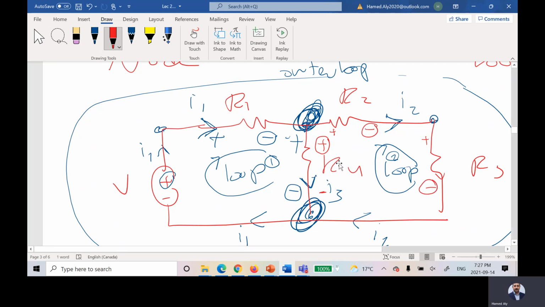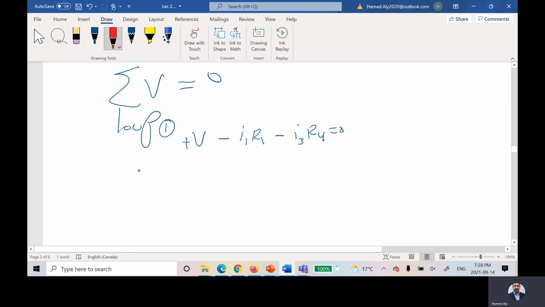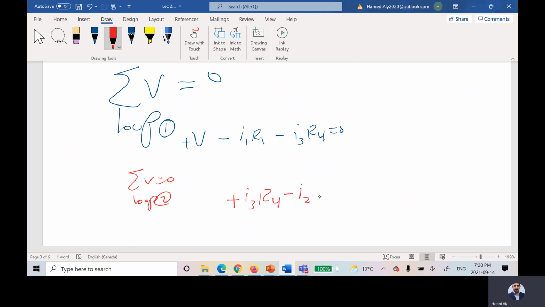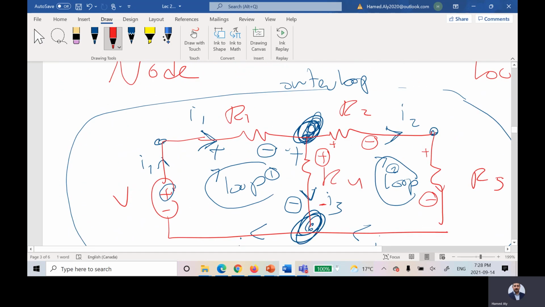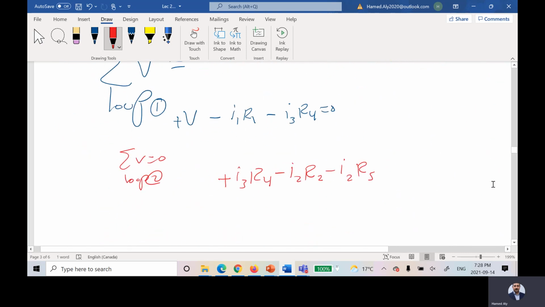Which means I can say this voltage, which is I3 R4, minus this voltage, which is I2 multiplied by R2, minus this voltage, which is I2 multiplied by R5. So I will say here, summation V is equal to 0 for loop 2. I will have positive, I forgot, I3, R4, right? Minus I2 times, minus I2 times, is it R2 or R3? I didn't write R3, that's okay. I don't have R3 here. I have R5, that's fine. So this guy is equal to 0.